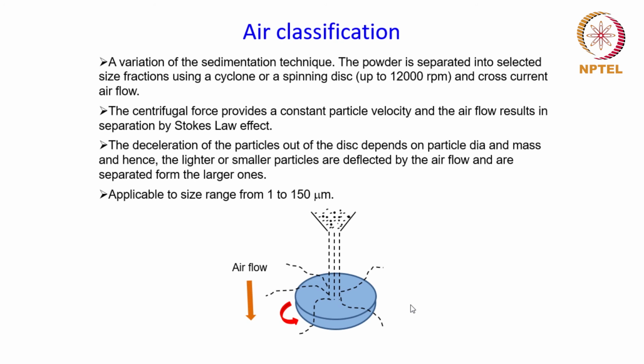Now, the way smaller particles are distinguished from the bigger ones is because the deceleration of the particles out of the disk depends on the diameter of the particle and their mass. Therefore the lighter and smaller particles are deflected by the airflow and are separated from the larger ones. So that is how the size based separation happens in this case.